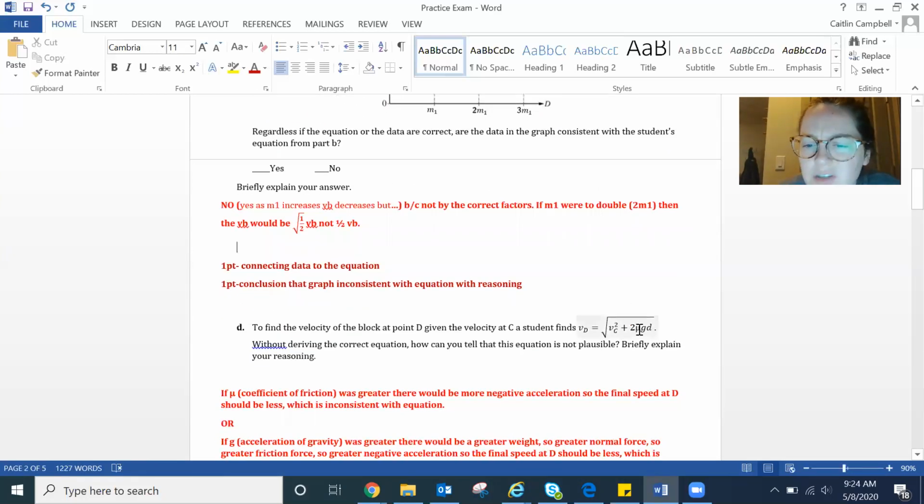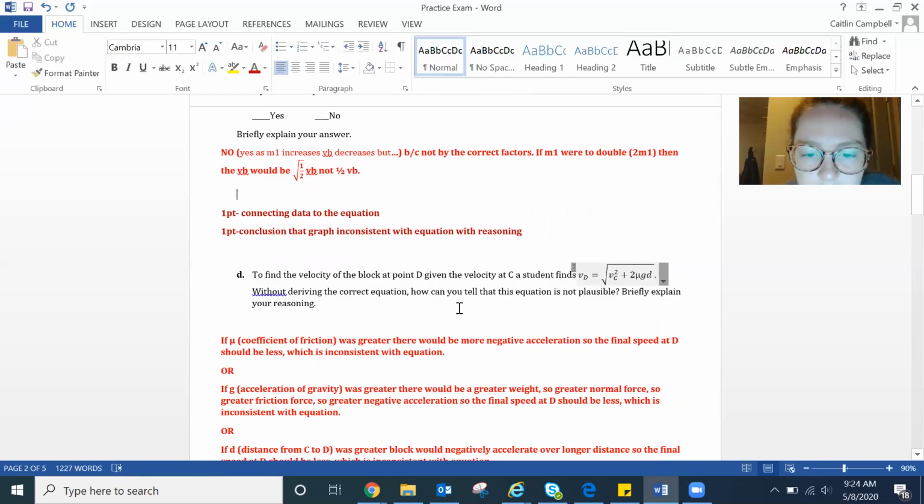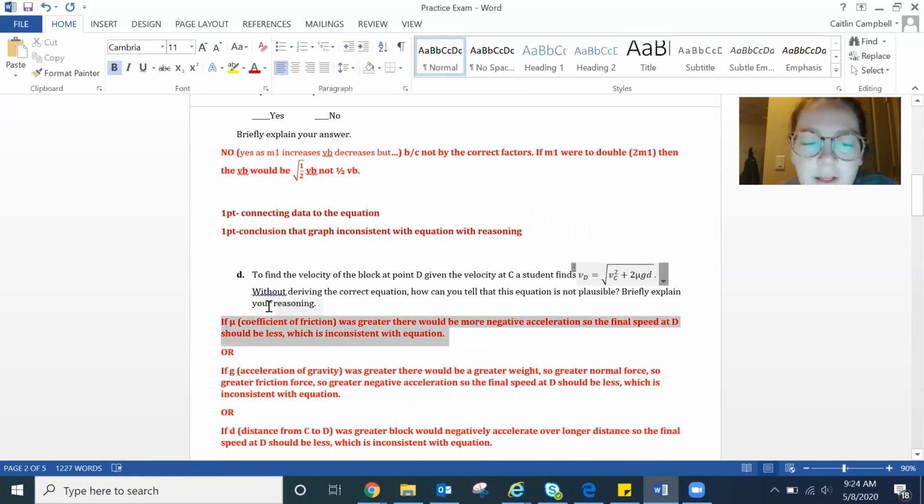We're saying, oh, actually, if I have more mu, that's going to be greater friction force, so I'll slow down more and not have as much speed at the end. So you only need to, it says, how can you tell this equation is not plausible? We've said why it isn't. There's actually 3 things that are not plausible.